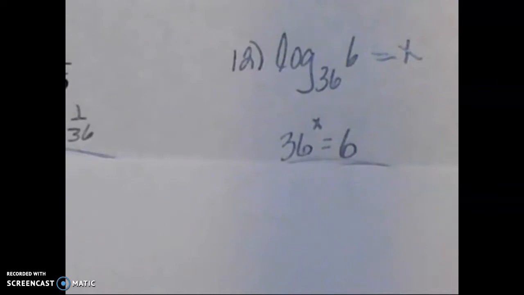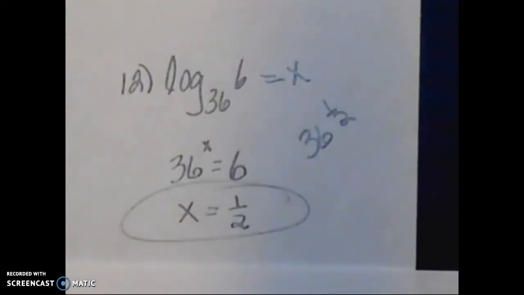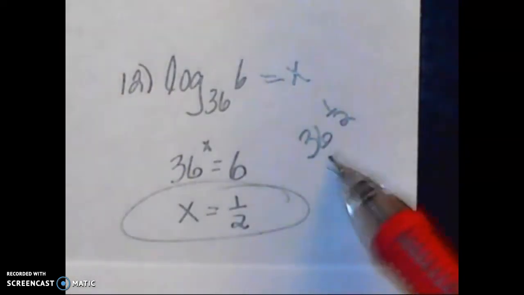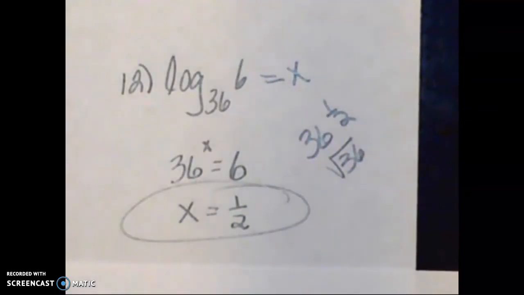You make the exponent 1/2 and take the square root. You make the exponent 1/3 and take a cube root or a 4th root, whatever you need to do to make that number smaller. For this one, x is 1/2 because if I had 36 to the 1/2, that would be the square root of 36. And hey, yep, that's 6.